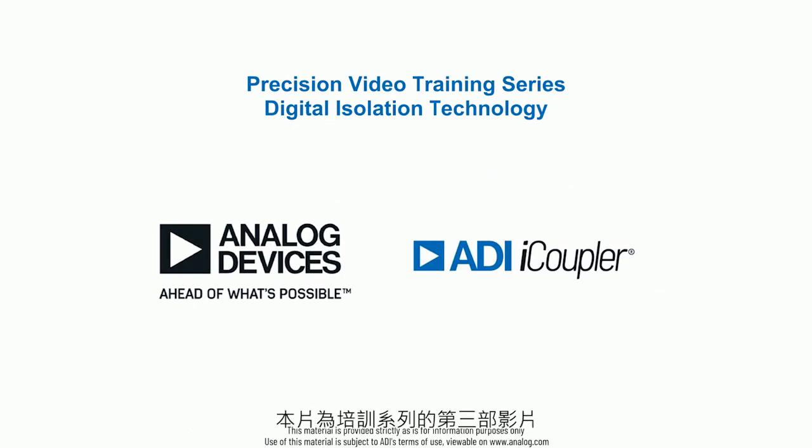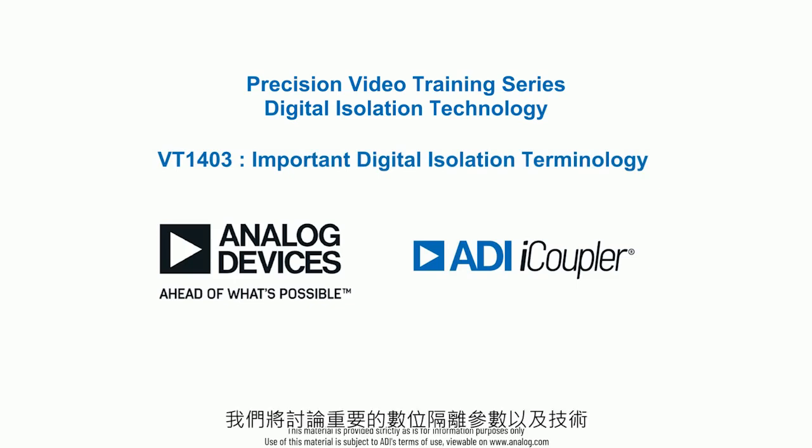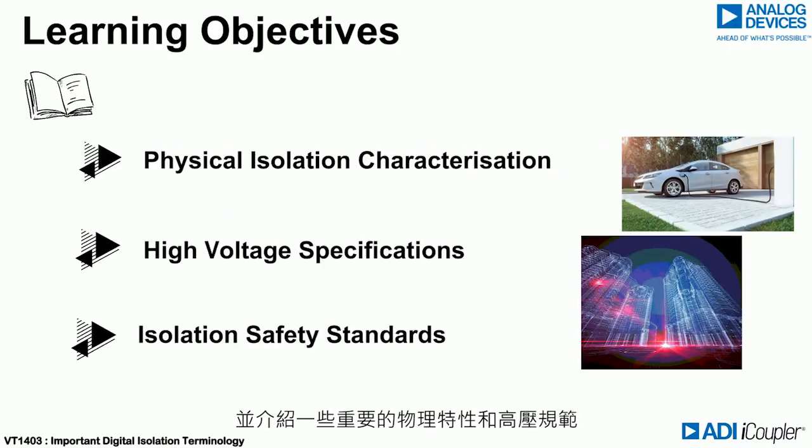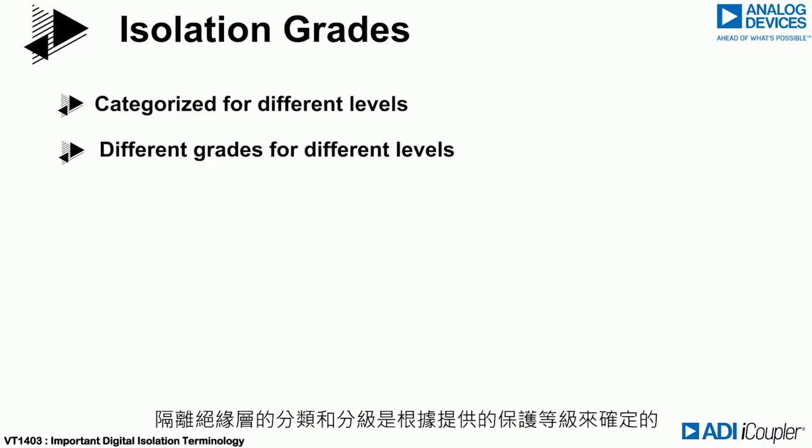This video is the third in the series and will focus on important digital isolation terminology. We will review the important physical characteristics and high voltage specifications. Insulation is categorized and graded based on the level of protection offered.